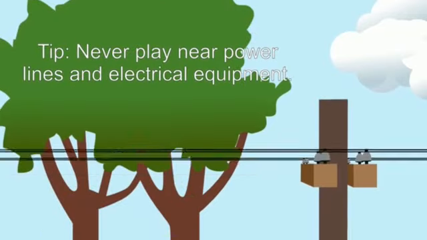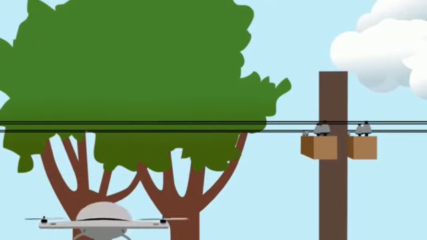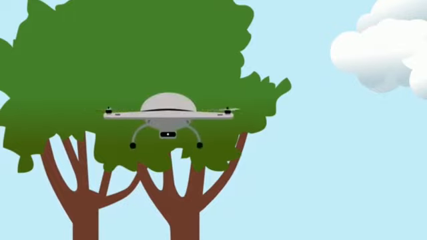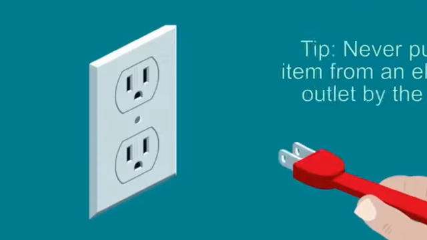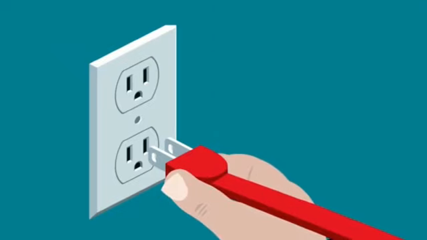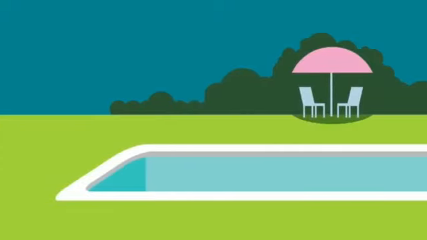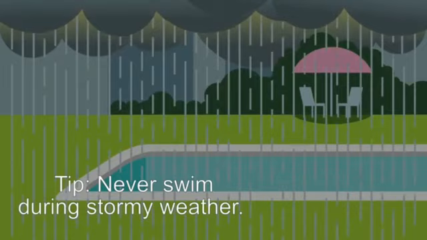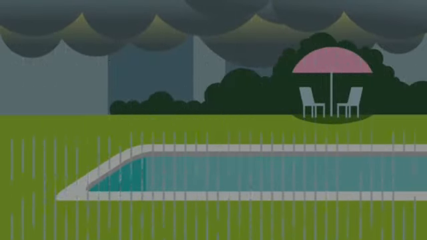Never climb trees near power lines and electrical equipment. Same goes for kites and drones. Before you fly them, make sure you're far away from any overhead power lines. Never pull a plug from an electrical outlet by its cord. Pull from the plug to avoid potential shock, or ask an adult to help you. Going for a swim? Remember, never swim during stormy weather. If you hear thunder, immediately exit the pool until the storm has passed.